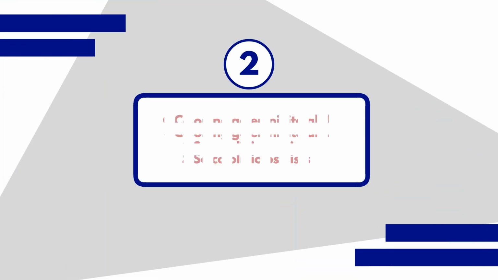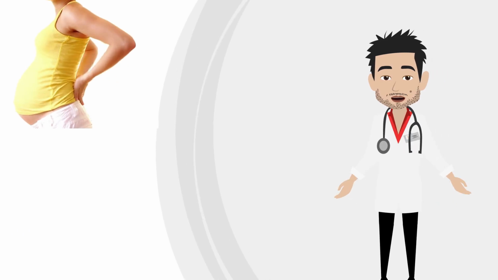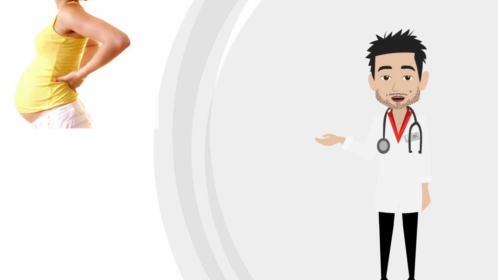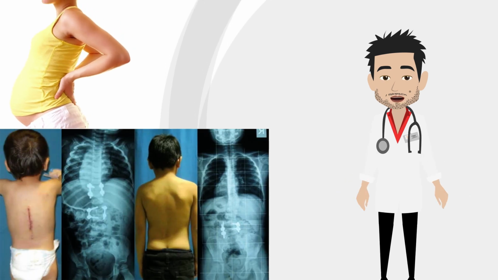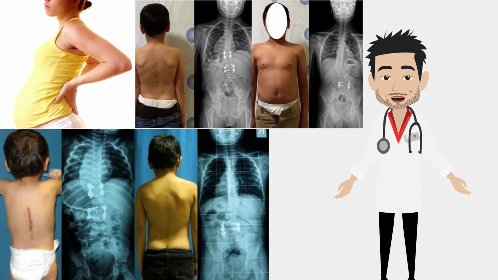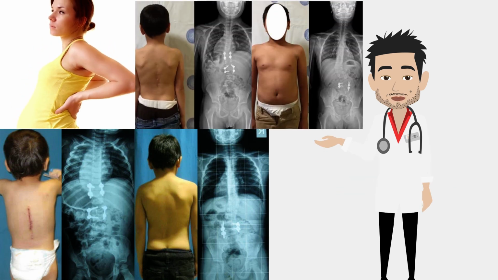Number 2. Congenital scoliosis. This type occurs during fetal development. It happens when the vertebrae do not form correctly or fail to separate as the baby grows in the womb. Because it is present at birth, it is often detected much earlier than idiopathic versions.